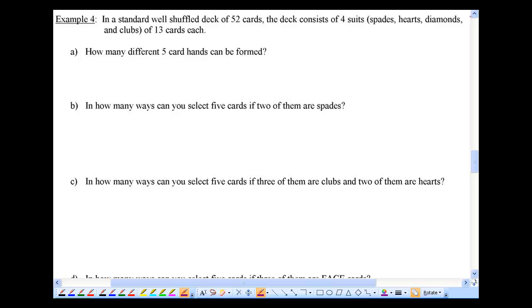Question and a half for you is, how many different 5-card hands can be formed? Well, I didn't care about what type of cards, so now we're talking in general terms. So how many cards do I have to choose from? And how many do I want? You should always ask yourself that. In this case, I got 52 cards, 5 that I want. Does the order matter? It doesn't. So we have here 52 choose 5.